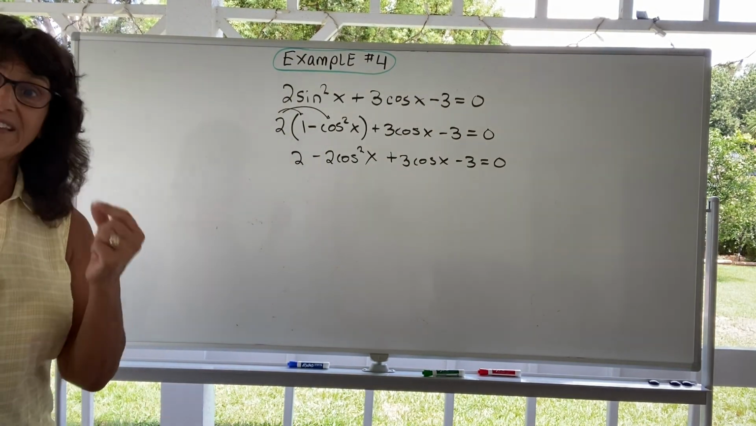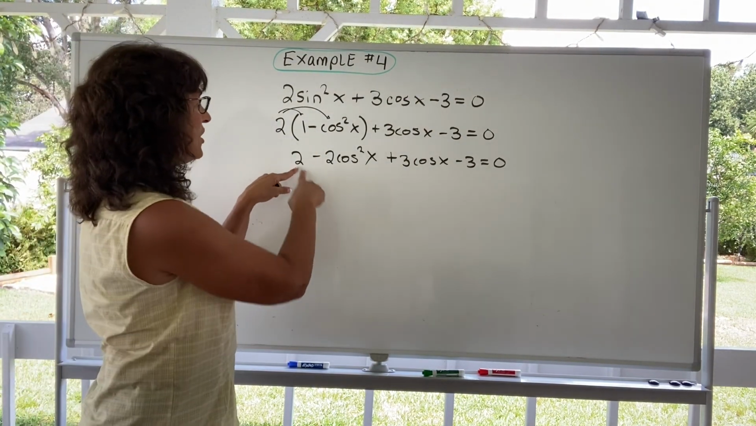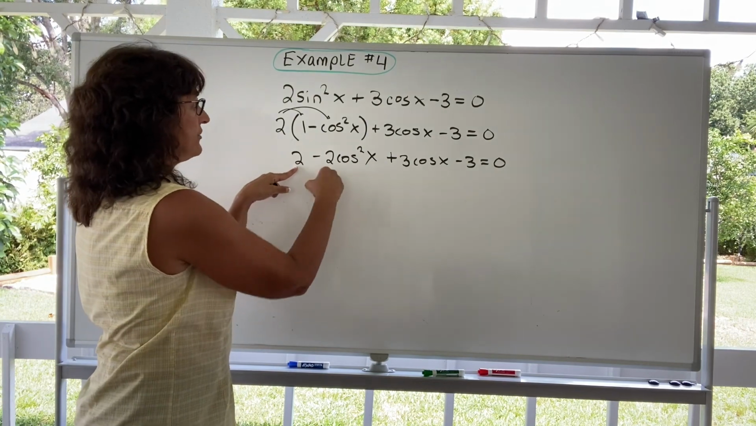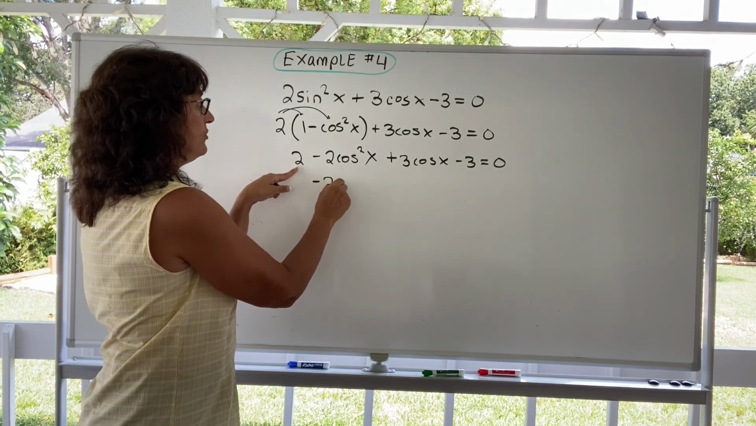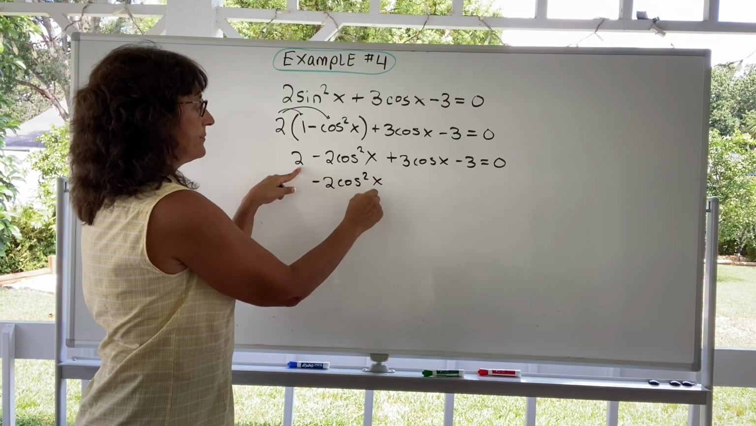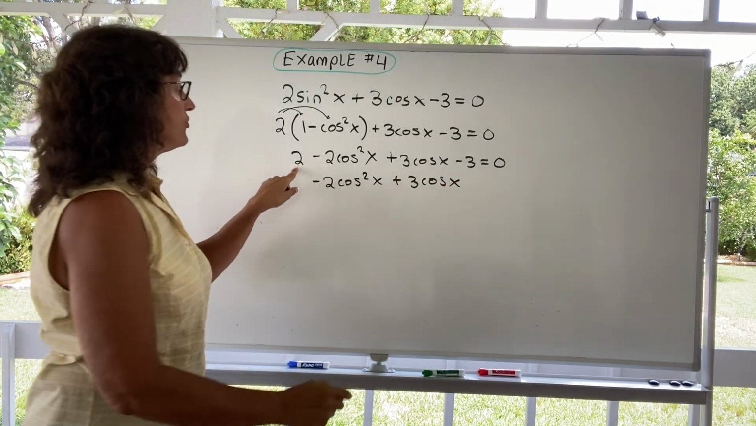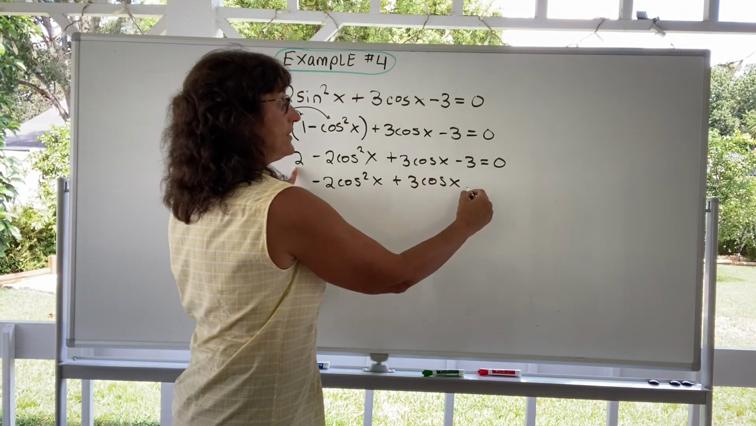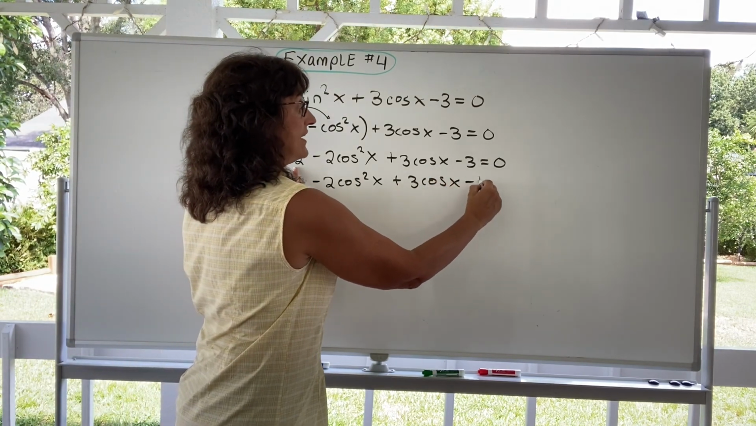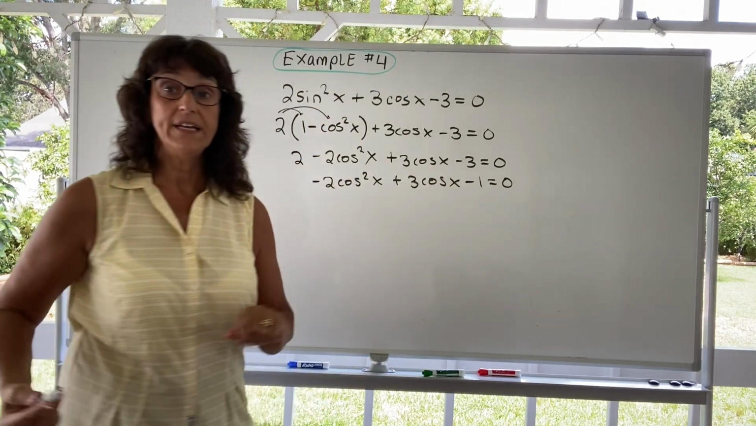All right, let's collect like terms. We can combine the 2 and the negative 3. So let me bring down this negative 2 cosine squared, plus 3 cosine x, and then combine the constants: 2, and then subtract 3 from 2, and you get negative 1. All right, so we're here.